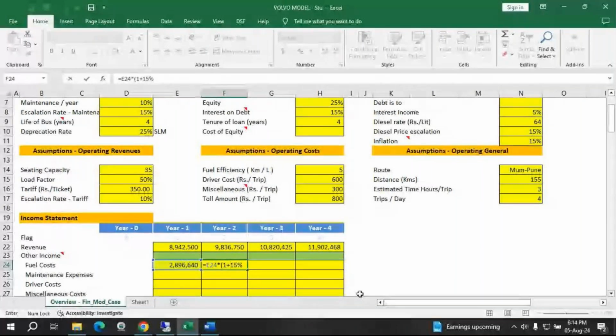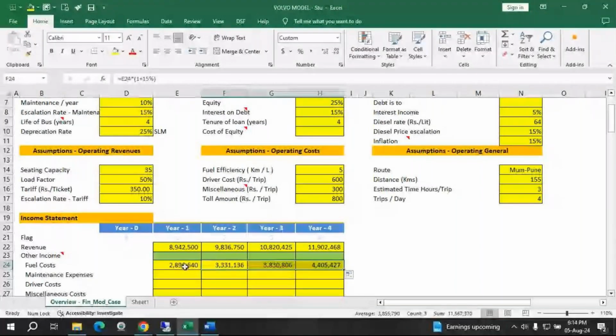So I'll come here and drag. So I got my value. Okay, so here a 15% increase will be happening on the previous year value. Okay, this is my fuel cost.